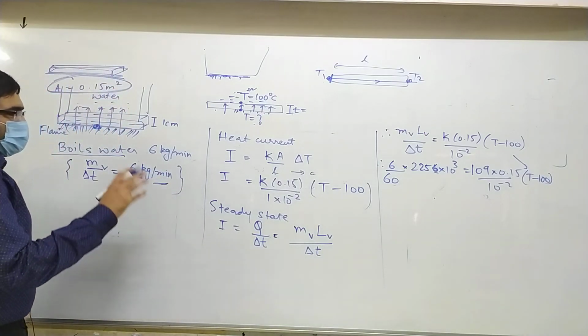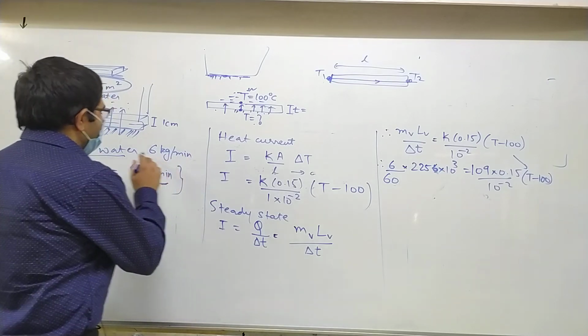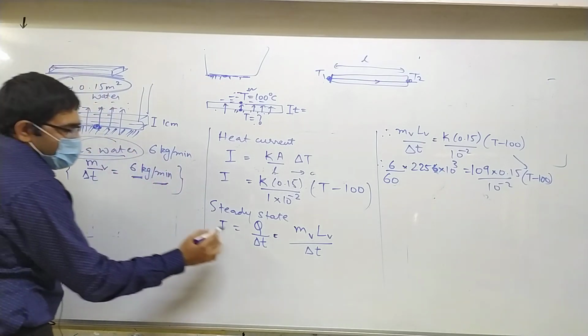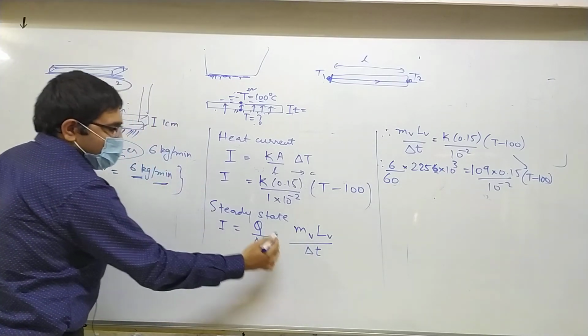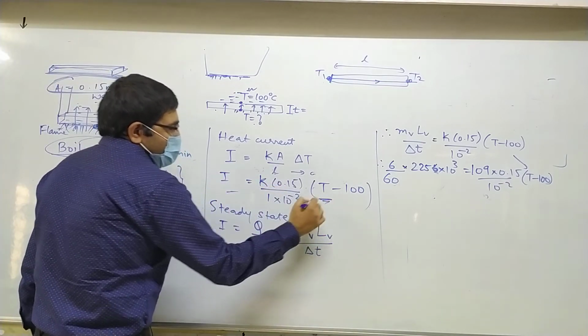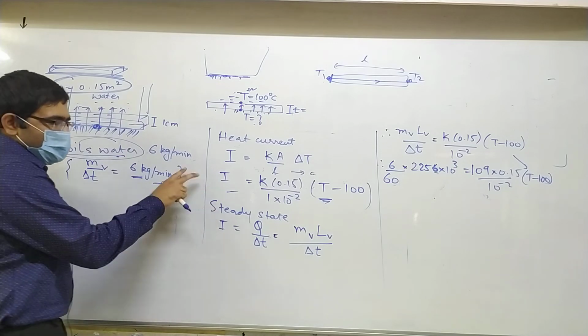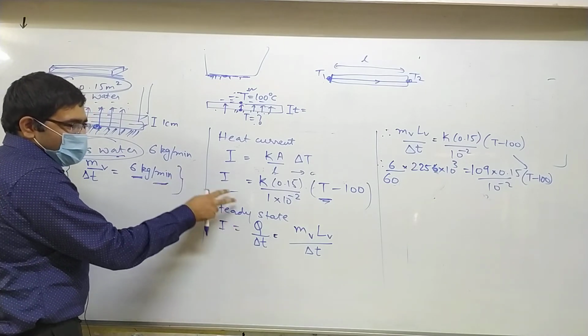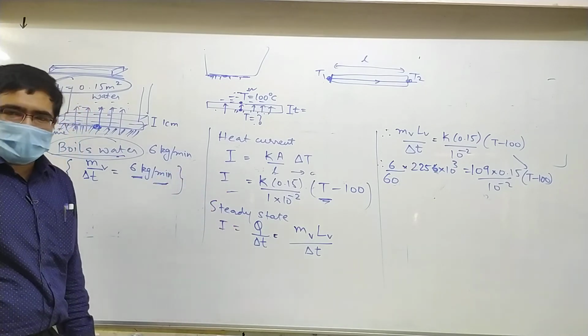Again, in this question we connected two concepts. One, boiling of water, that is latent heat and all that, you can see that here. And the other, we related with heat current so that we can find this temperature. So we got hold of two concepts. One is latent heat and the other is heat current.